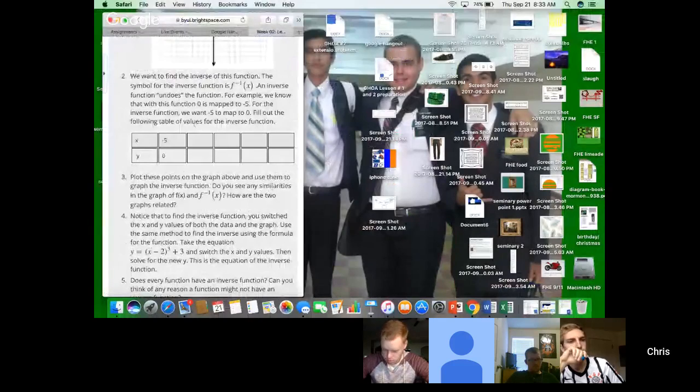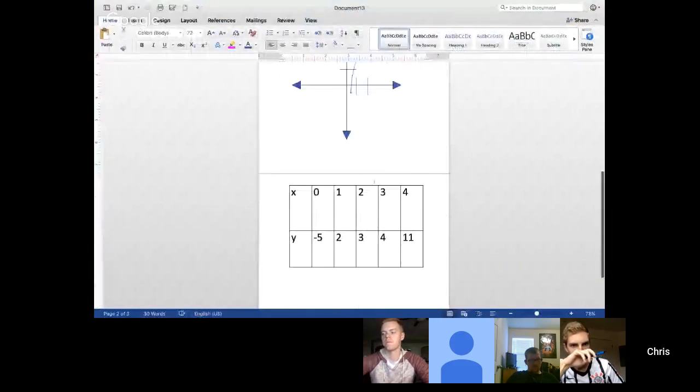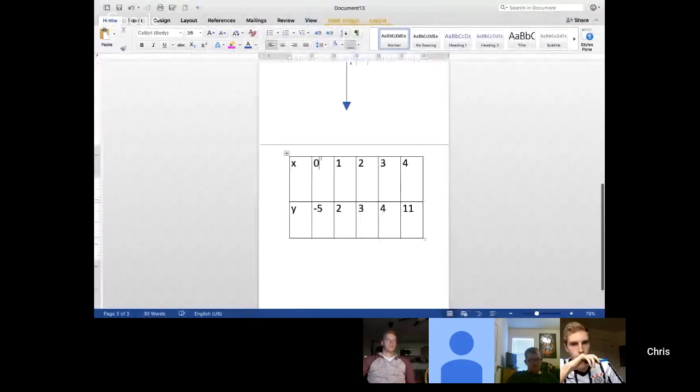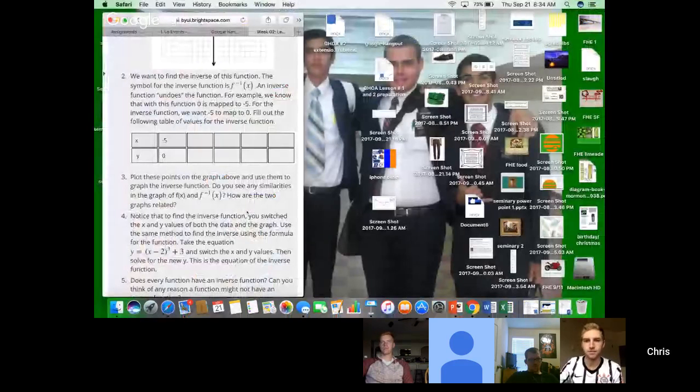So we want to find the inverse, which is easy enough. We just have to swap the points around. Yeah, so I just change your x and your y so you don't have to go through and swap everything. Oh, that works too. That's the y, and that's the x. Done. And then plot these points on the graph.